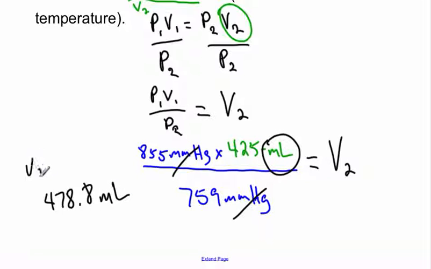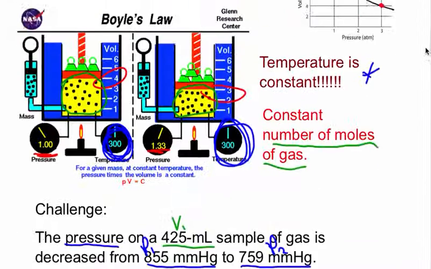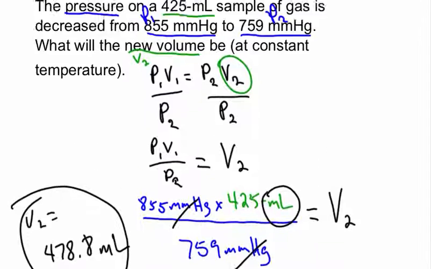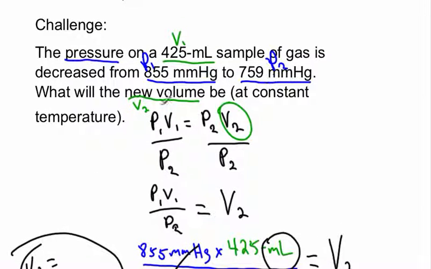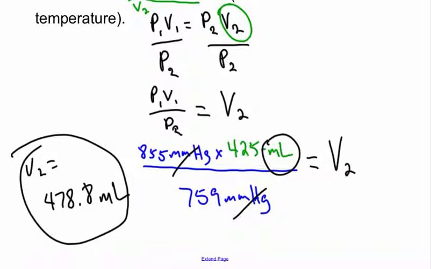Boom. V2 equals that. Alright, so that's Boyle's law in action, and just remember, our temperature is constant, and we also have to say the number of moles of gas is constant. And we said at a constant temperature, and we're saying this is a closed container, so our moles of gas is not changing. So yeah, there's Boyle's law in action.